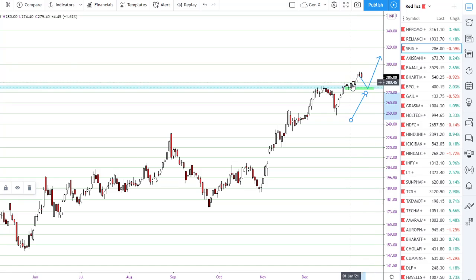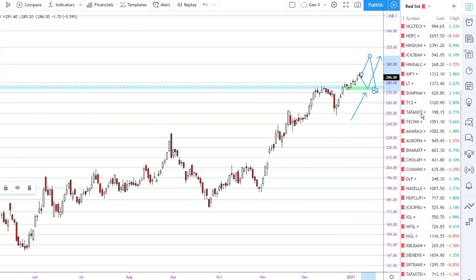If price simply goes up from this level, obviously we don't control the market. If it goes up, that's fine, we are not interested in the trade. When price reaches this zone which we have marked as the value zone or the zone of interest, that is where we'll be looking for a buying opportunity. So this is about SBI.